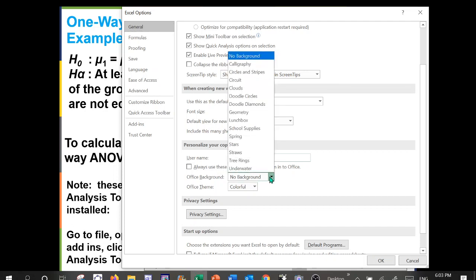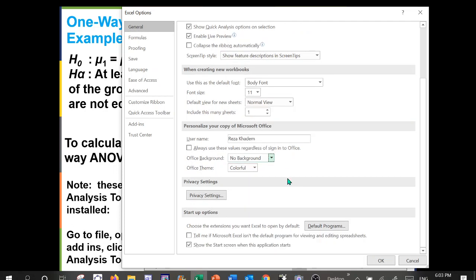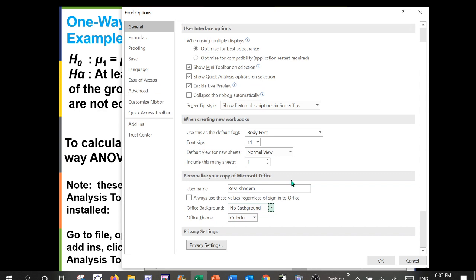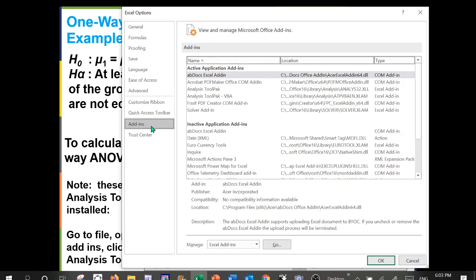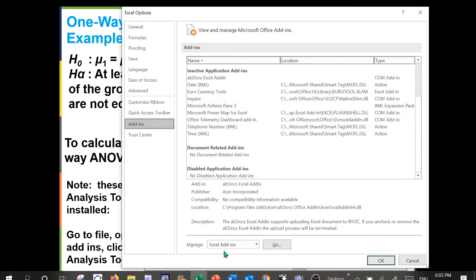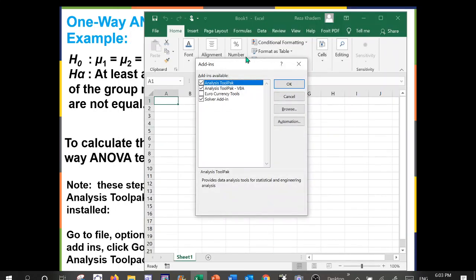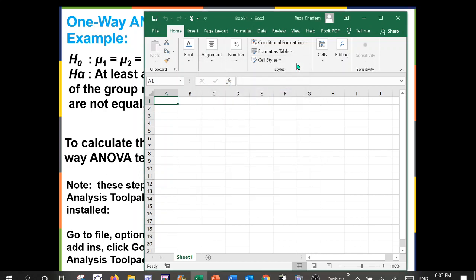I have to go right here, Add-ins, and you see Excel Add-ins, and Go. You have to add these. Mine already has it, so I don't have to do it, but you put a check mark and then OK to install it.